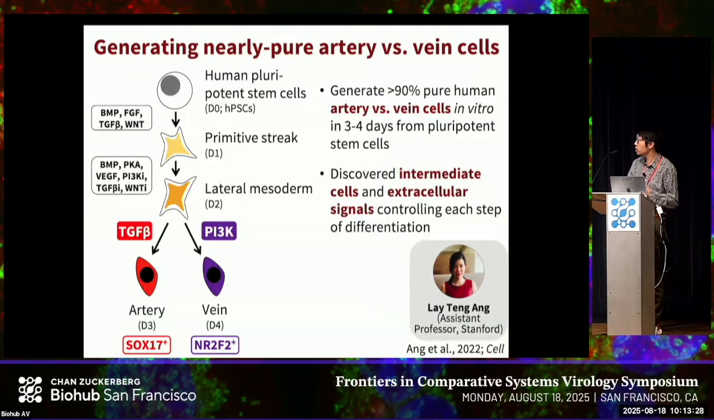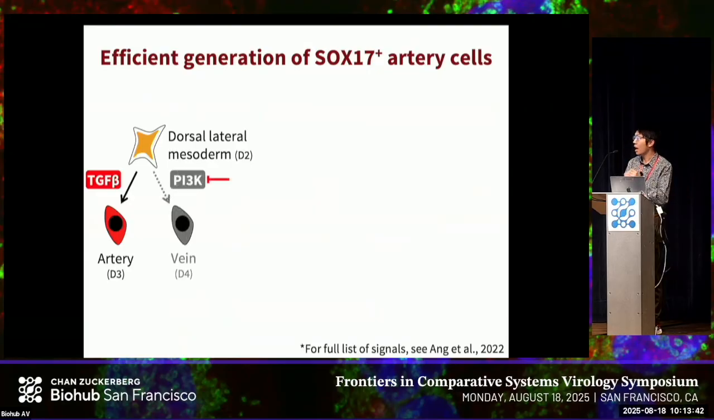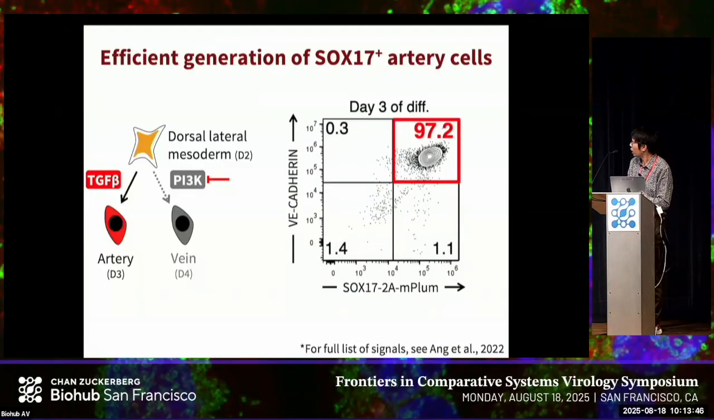I also want to mention that this work was done together with Lei-Tang Ang, who's now an assistant professor at Stanford. So how do we induce artery cells? We thought, OK, maybe we should activate the artery-inducing signal TGF-beta. But of equal importance, we have to block the vein-inducing signal PI3K. And this worked remarkably well. In just 3 days of differentiation, we can now create over 95% pure batches of artery cells.